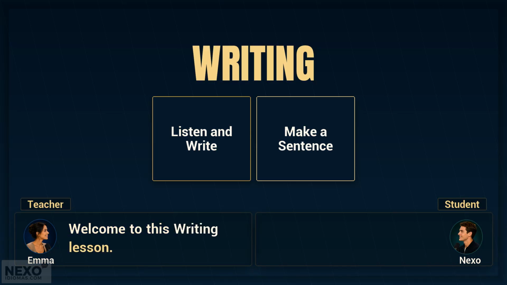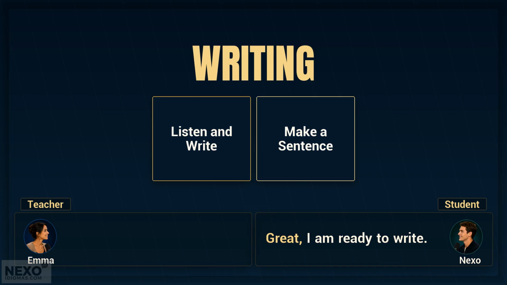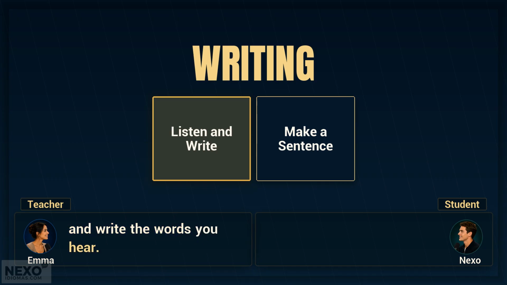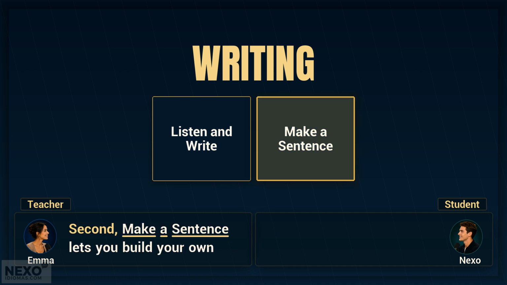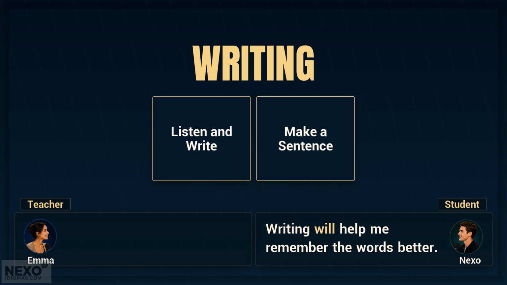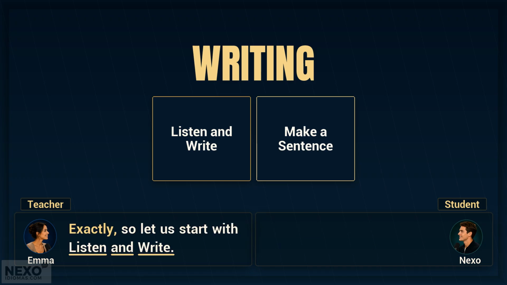Welcome to this writing lesson. Today we reinforce family members and who questions through active writing. Great. I am ready to write. First, listen and write helps you hear a short text and write the words you hear. Second, make a sentence lets you build your own simple sentences with useful words. Writing will help me remember the words better. Exactly. So let us start with listen and write.